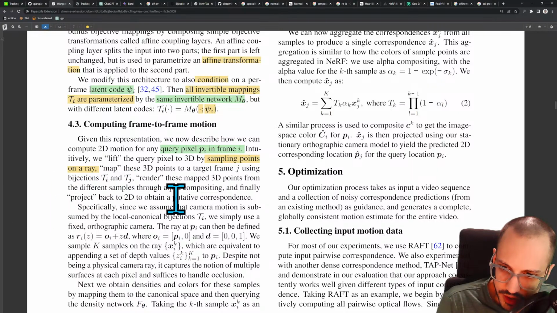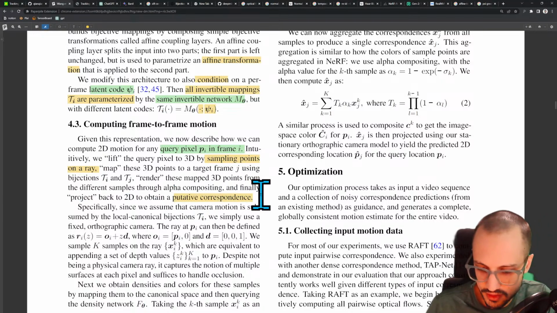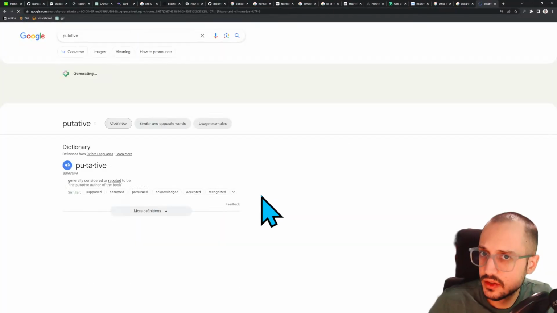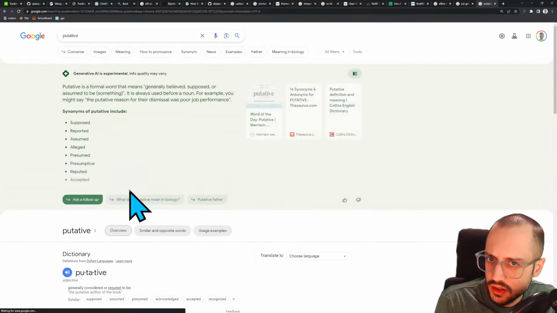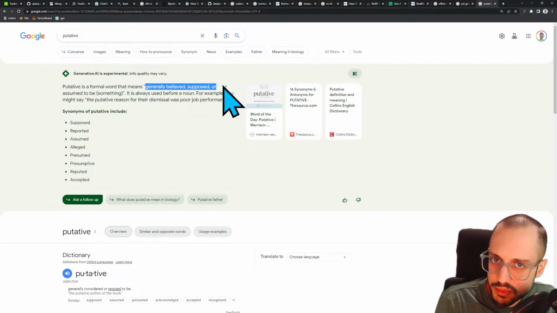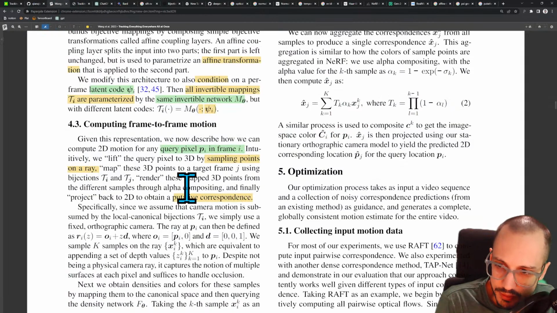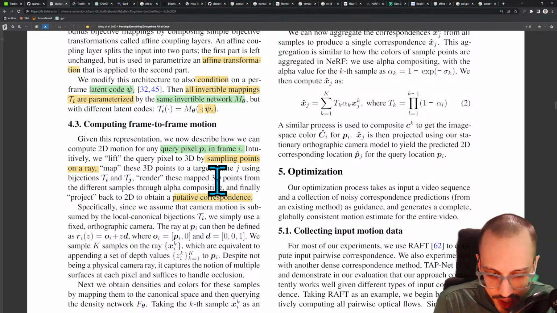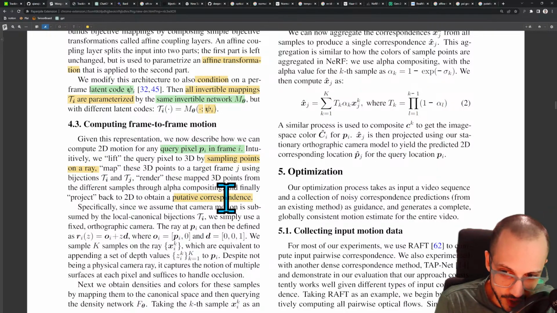Finally project them back to 2D. What is a putative correspondence? I've never even heard that word, putative. Putative means generally believed, supposed, or assumed. Okay, so basically they're saying we do this and we should be able to get a correspondence, but that correspondence isn't 100% correct. It's putative, which basically means estimate.